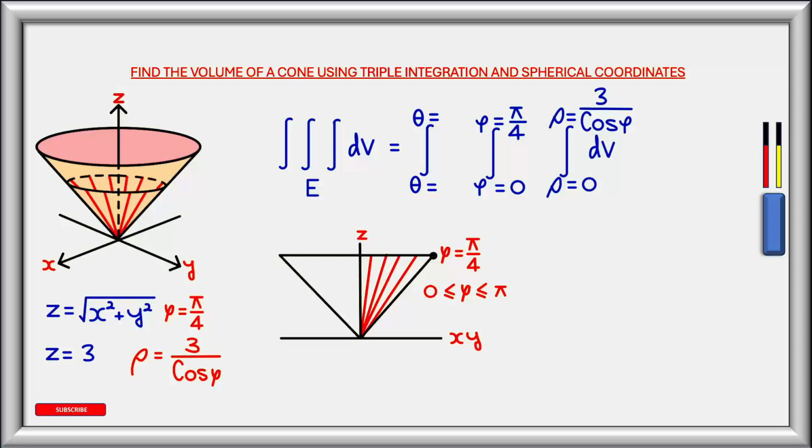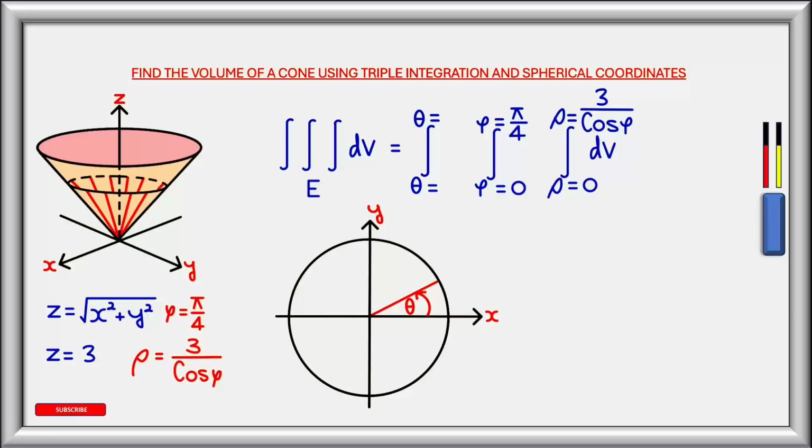And so the limits of integration for phi are from 0 to pi by 4. And to find the limits of integration for theta, let's use this diagram, which looks down the z-axis onto the xy plane. And this shows a shadow cast by the base of the cone forming a circle. In spherical coordinates, theta represents the angle of rotation in the xy plane around this circular shape and is measured from the positive x-axis in a counterclockwise direction.